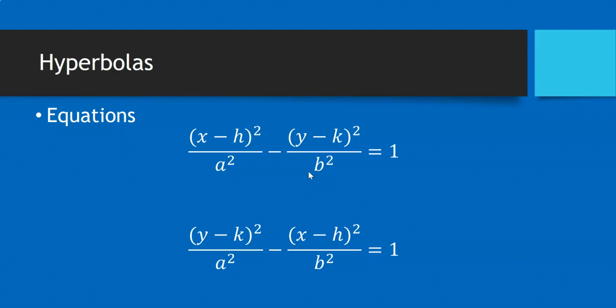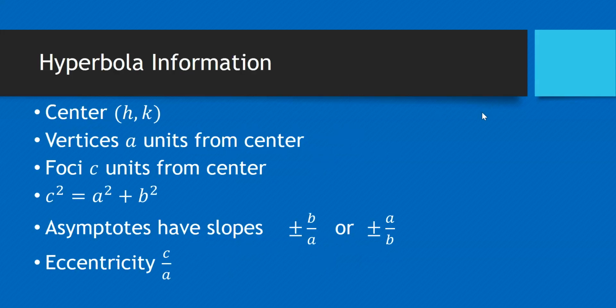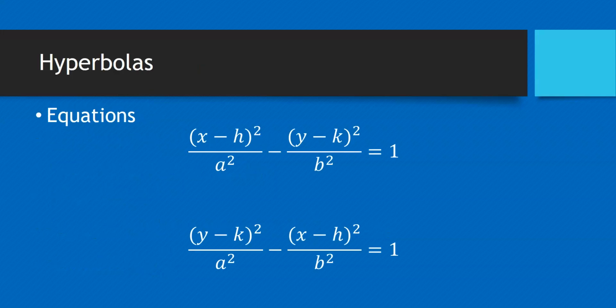Now, we'll graph this in a moment, but let me talk about some of the properties of a hyperbola. First off, the center of the hyperbola is at (h, k). I'm sure you've thought that that was going to be the case. The vertices are going to be a units from the center. Now, if you notice these two equations, both had a underneath the positive component.